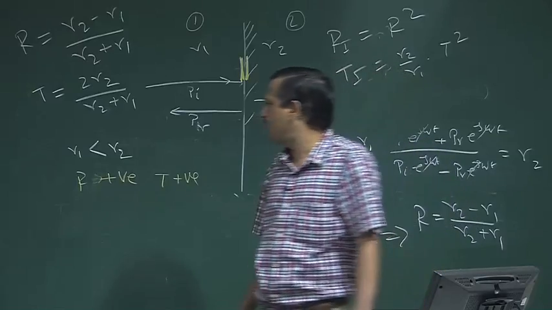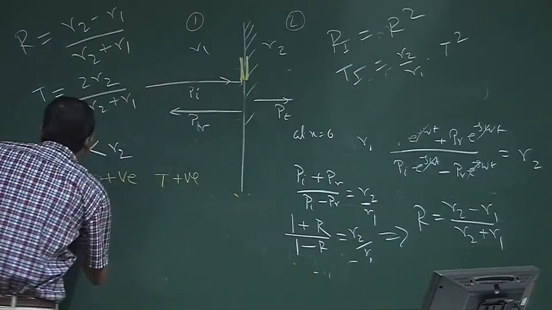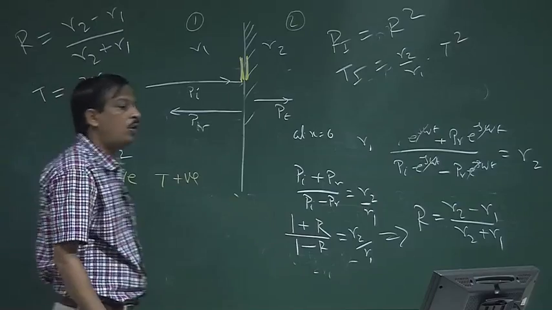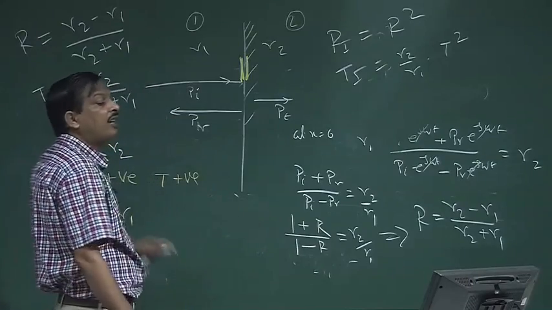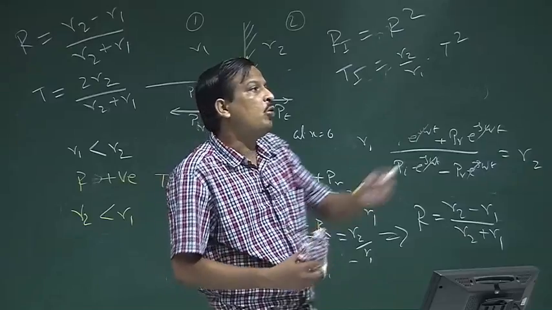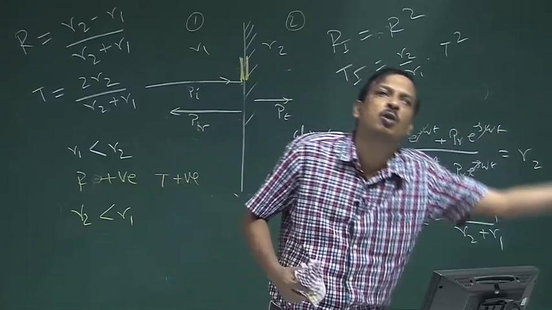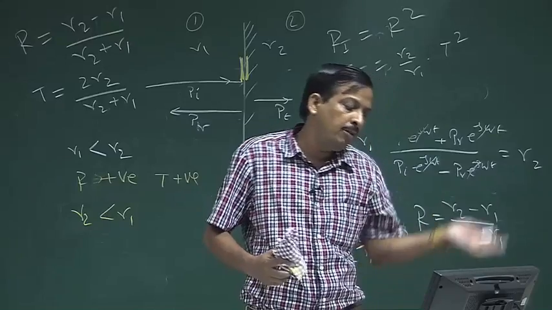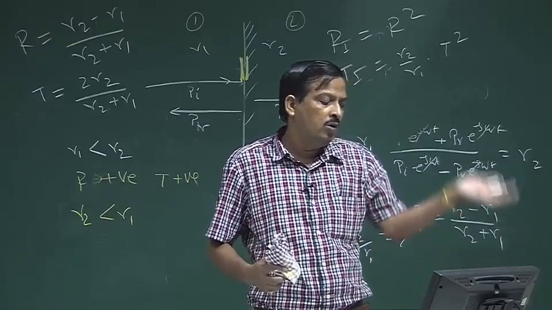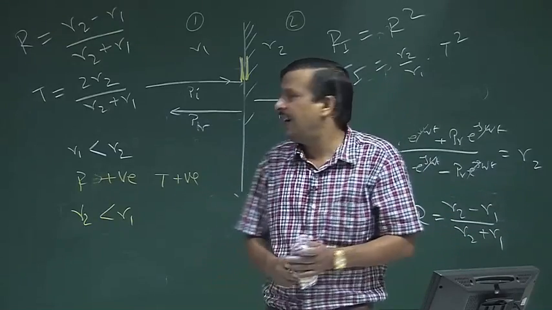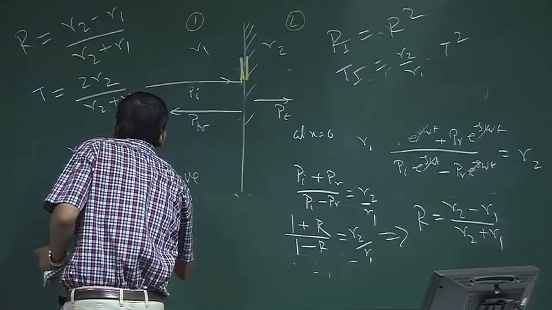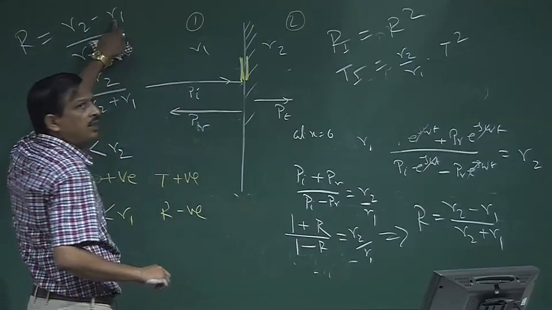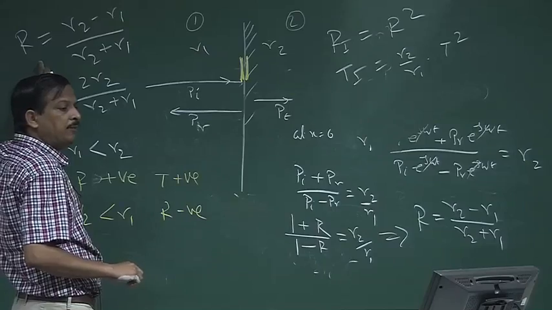Okay. But if you consider when R2 is less than R1, or R1 is greater than R2, that means a wave is transmitted from the solid wall to air. In that case, the reflection coefficient R will be negative.